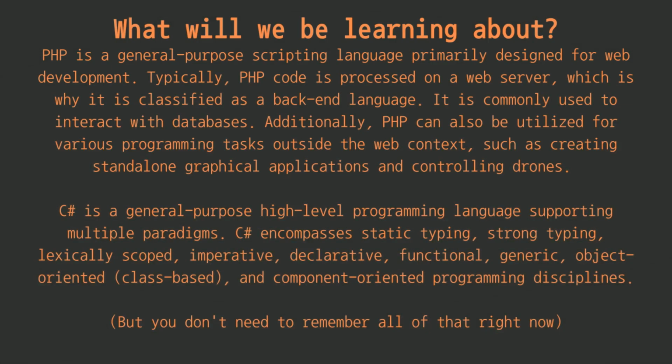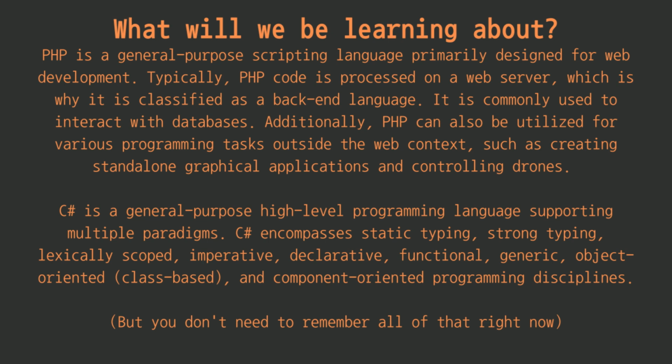PHP is a general-purpose scripting language primarily designed for web development. Typically, PHP code is processed on a web server, which is why it is classified as a backend language. It is commonly used to interact with databases. Additionally, PHP can also be utilized for various programming tasks outside the web context, such as creating standalone graphical applications and controlling drones. C# is a general-purpose high-level programming language supporting multiple paradigms.